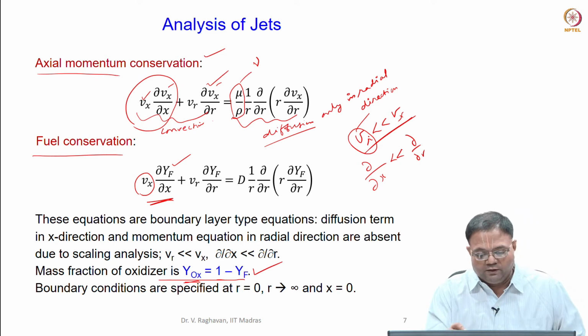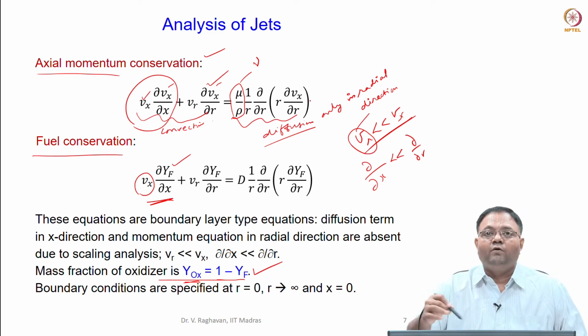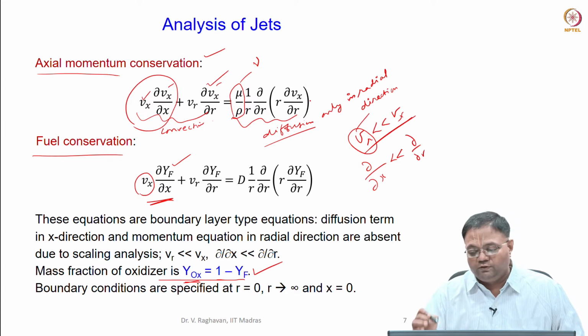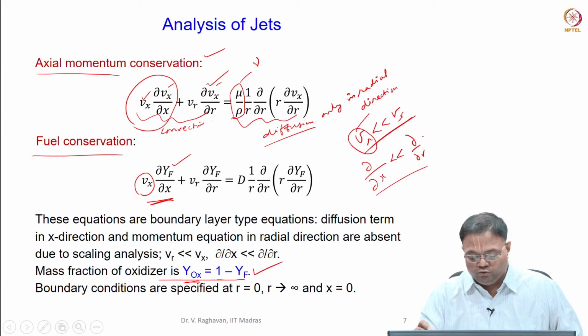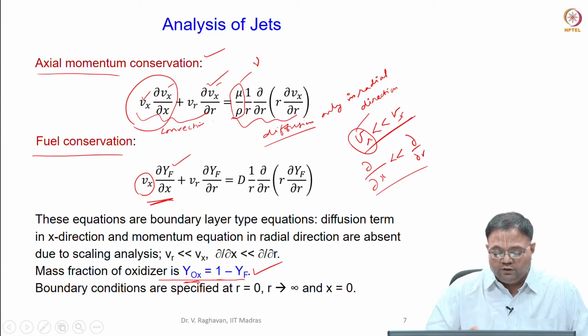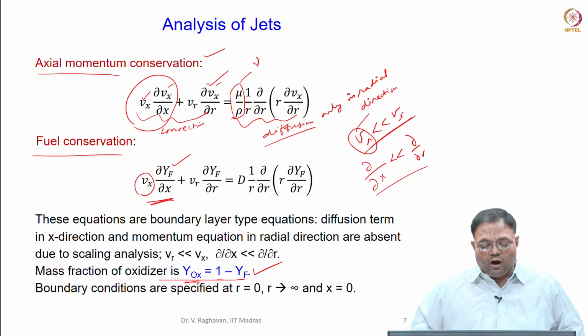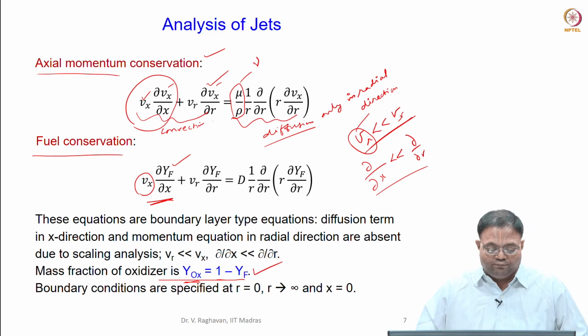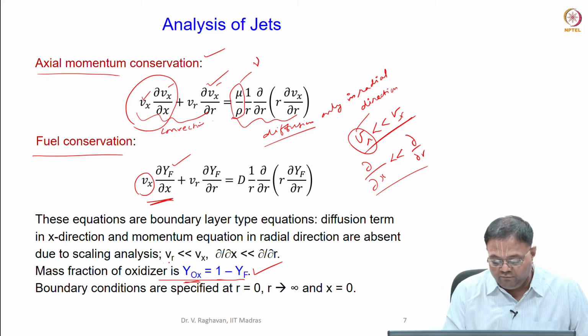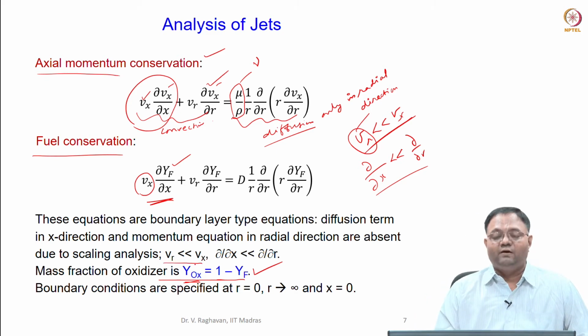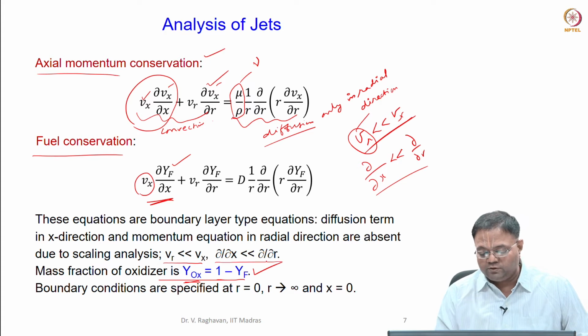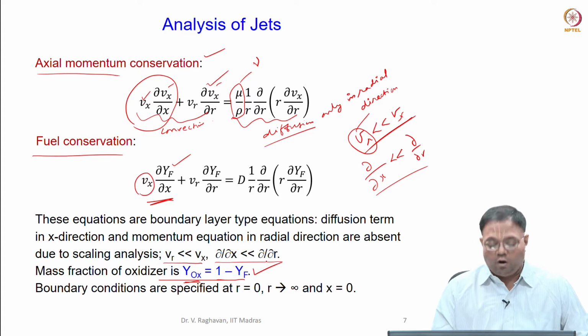So, the terms are chopped off when they are not required because of the scaling analysis, in these two equations written here. So, these equations are boundary layer type equations. The diffusion term in the x direction and the momentum equation in the radial direction are absent due to scaling analysis: Vr is much less than Vx, and dou by dou x is much less than dou by dou r.